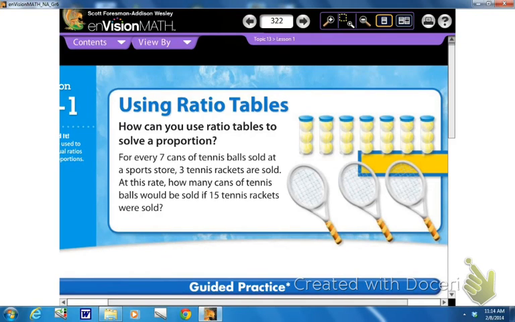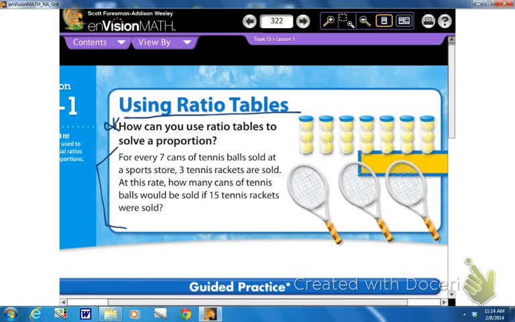All right, we are starting topic 13, which is all about solving proportions. And so we're looking at section 13-1 on page 322, which is all about how can we use ratio tables to solve proportions. All right, so how can we use a ratio table to solve a proportion?